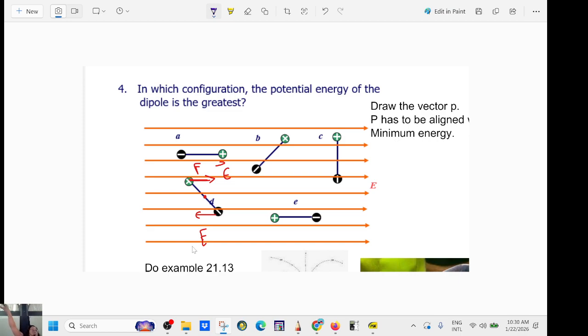It's going to rotate clockwise, this way. So if it rotates clockwise, then you're going to have the minus here and the plus there. And now it's happy because P and E are aligned with each other. Okay?